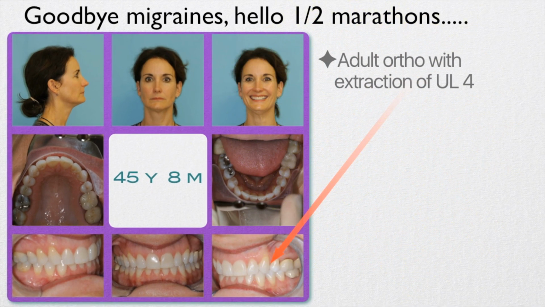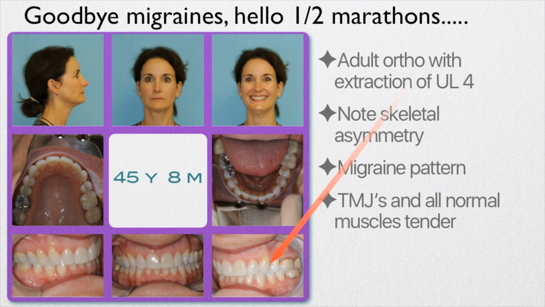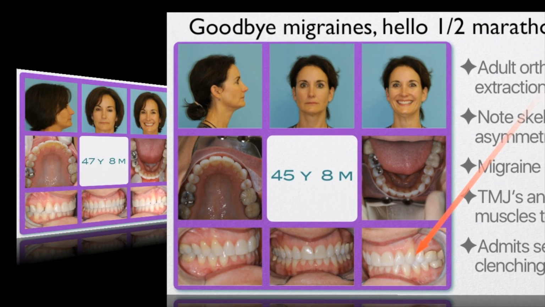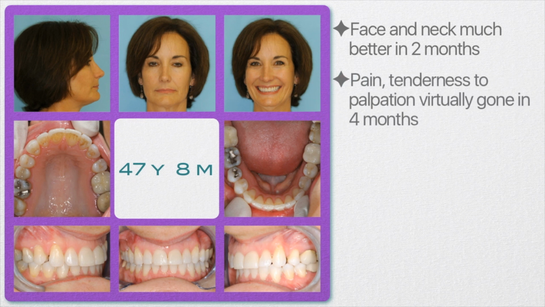Here's a woman who's had 1 upper bicuspid extracted in her case, and she presents with this. She has a skeletal asymmetry here, but her big problem is that she has migraines, which cause her to lose time away from work several times a month. Her temporomandibular joints and all of the muscles of her face are tender to palpation, and she admits to a severe clenching pattern. I won't go into a long treatment here, but just say that after we've opened some spaces distal to her upper cuspids, you see about 2 millimeters of space between each upper cuspid and bicuspid on both sides, her pain pattern seems to go away. In a matter of about 4 months, she's completely pain-free.